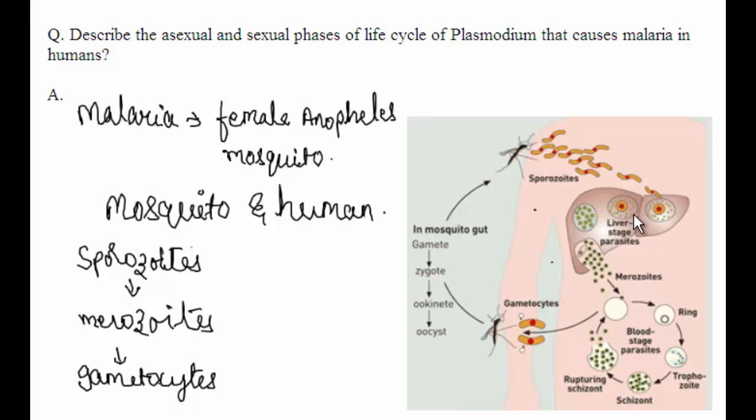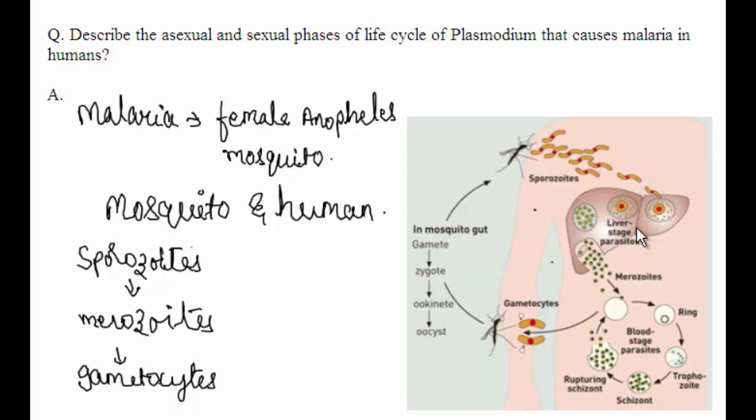So again it bursts the RBCs by entering the RBC cells. So now from liver cells, it enters into the RBC cells and then it bursts the RBC cells, multiplying by means of asexual reproduction.